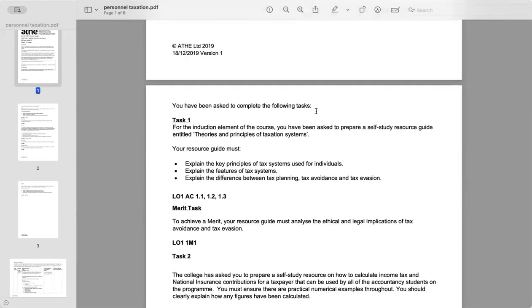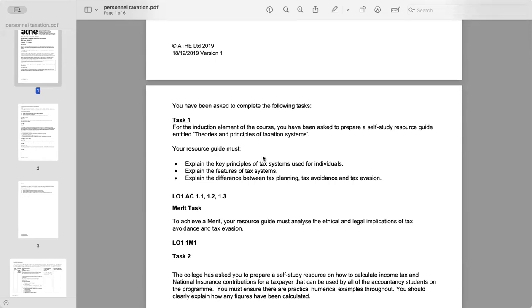So as we can see in task 1 of the assignment, you are preparing a self-study resources guide titled Theories and Principles of Taxation System. For the induction element of the course, as a consultant, you have a vital role in equipping trainee tax accounting students with essential knowledge in this area. Firstly, you have to explain the key principles of tax systems used for individuals. Tax systems are built on foundational principles that guide their design and implementation. These principles include concepts like fairness, efficiency, and simplicity. You will explore how these principles shape tax policies and determine the distribution of tax burdens among individuals.